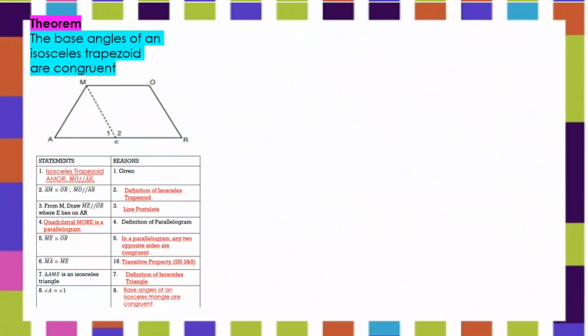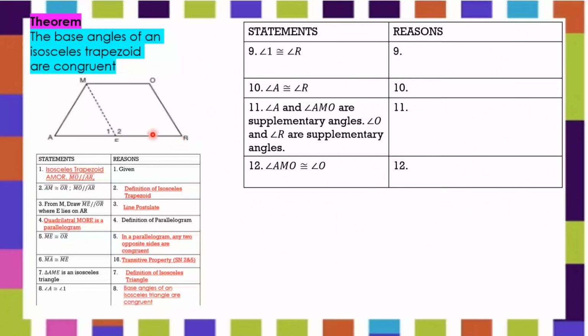So, to continue, we have angle 1, this angle, is congruent to angle R. Under what reason? So, we have the corresponding angle theorem. And from there, we can say that angle A is congruent to angle R by transitive property from statement numbers 8 and 9. So, since yung angle A ay congruent sa angle 1 at yung angle 1 ay congruent din sa angle R, we can say that angle A is also congruent to angle R by transitive property.